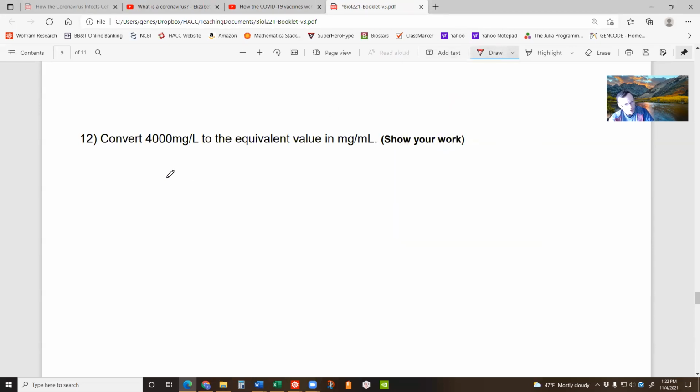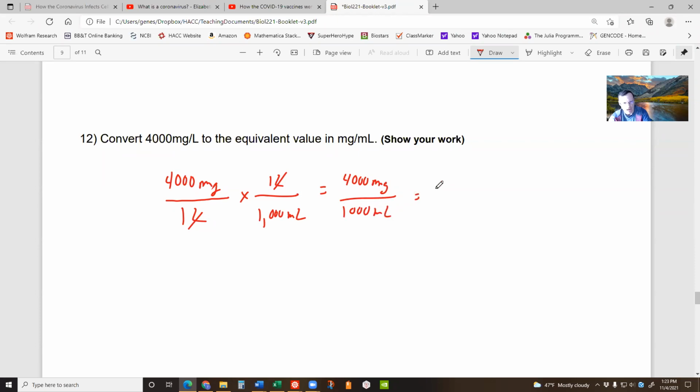Okay. So what I'm going to do is take 4,000 milligrams. That's per liter, right? So that's over 1 liter. And I want to convert it to mgs per mil. Well, there's nothing I have to do with the milligrams. So what I'm going to do is create a conversion factor for the liters. And we know that I have 1 liter over 1,000 milliliters, right? That allows me to cross off the liter on the diagonal, cross multiply. That's going to be 4,000 milligrams over 1,000 milliliters. And if I simplify that fraction, it's going to be 4 over 1, or 4 milligrams per milliliter.